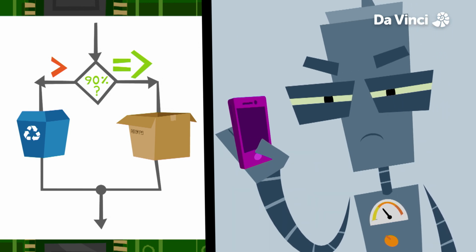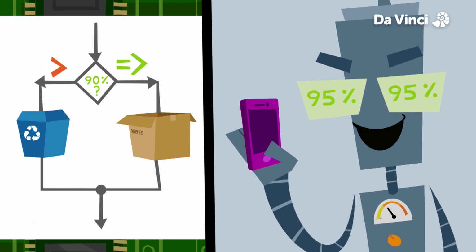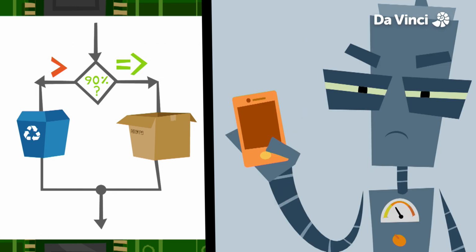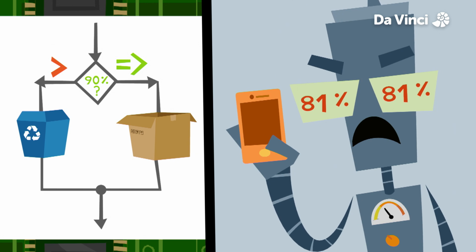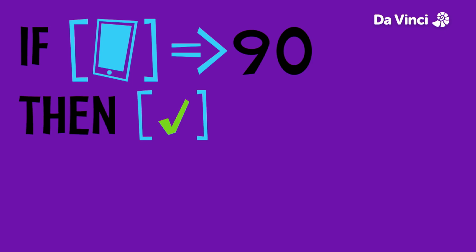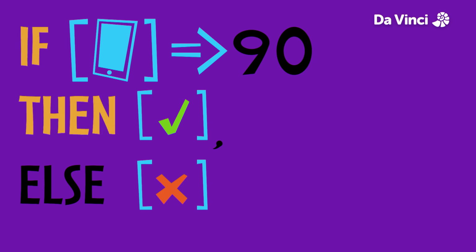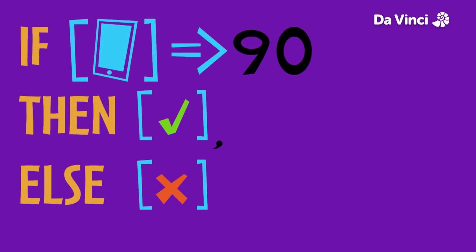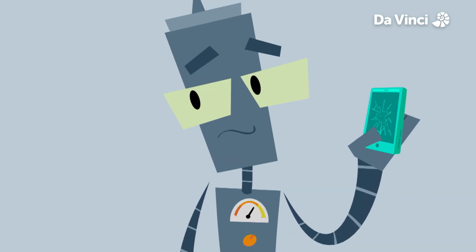If the test score is equal to 90 or greater than 90, the condition is said to be true, and the program instructs the robot to put the phone in a box. If the test score is 89 or lower, the condition is said to be false, and the program instructs the robot to reject the phone. We can write this as a simple formula. If the test score equals or is greater than 90, then put the phone in a box, else reject it. This is called an if-then-else conditional statement, and we use it as we program to help the robot make the right decision. Pretty cool, huh?